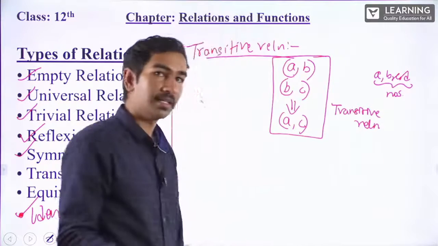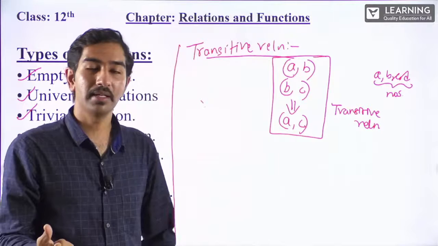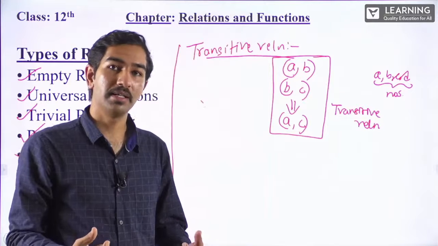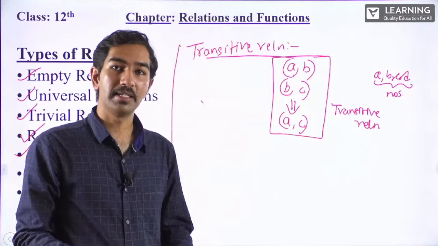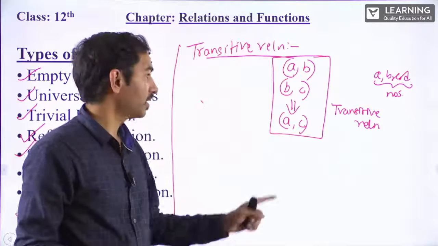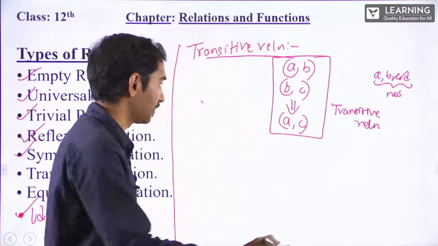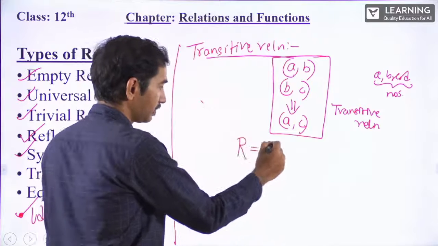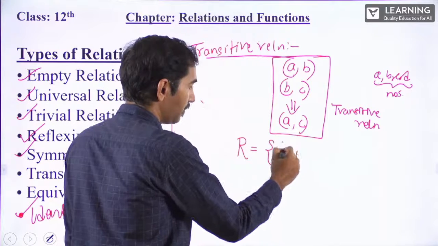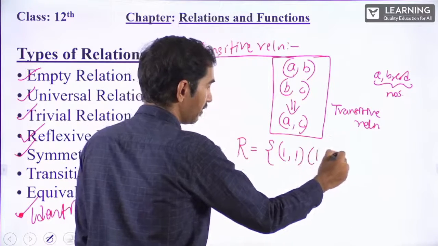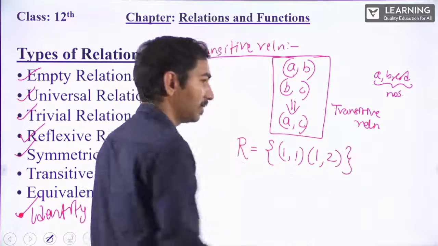Understood? In a relation, if the ordered pair (A, B) is there and the ordered pair (B, C) is there, then if (A, C) exists, that relation is also called what? Transitive relation. So for example, R equals {(1, 1), (1, 2)}.